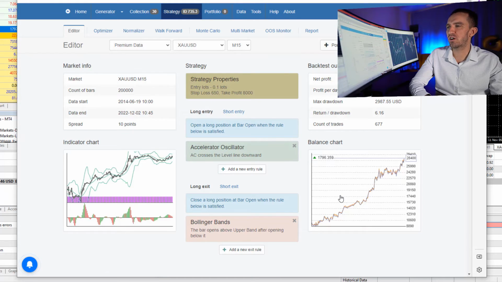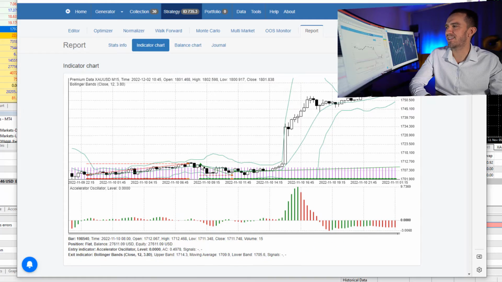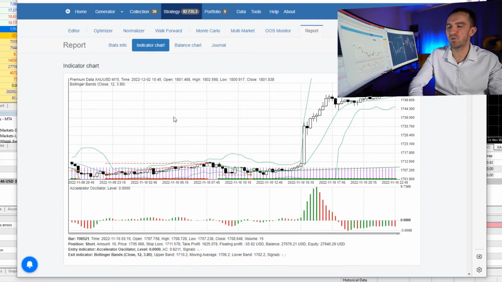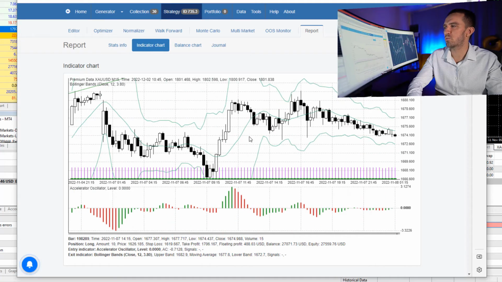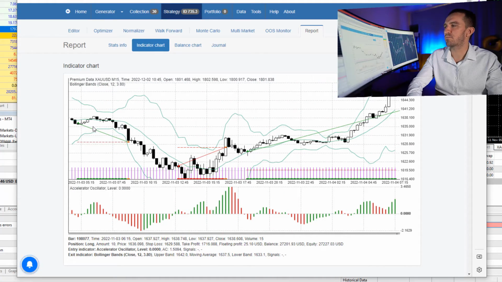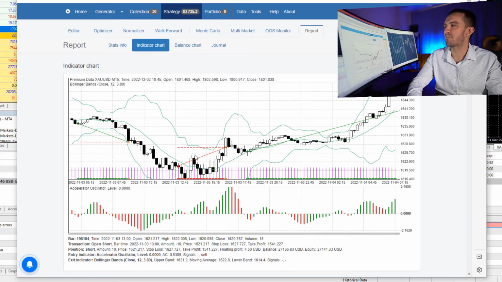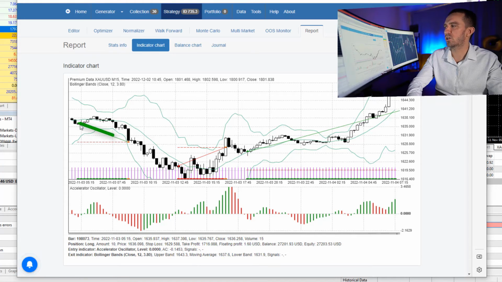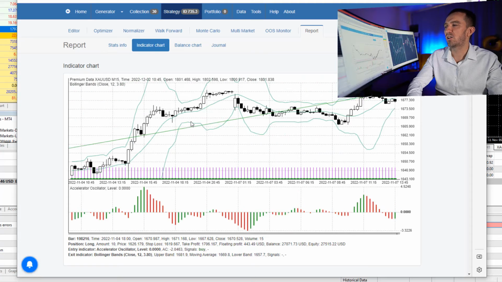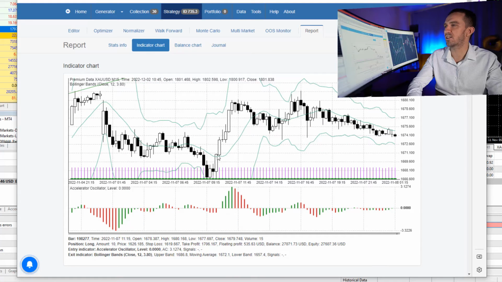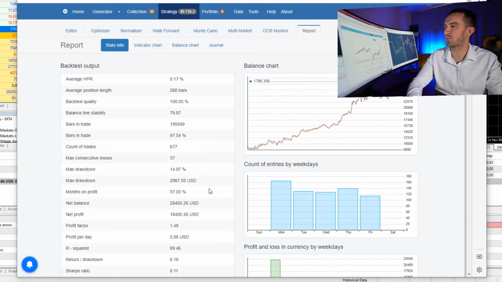This is the balance chart, pretty stable one, and this is the indicator chart. So if I go through the indicator chart, you will see that most of the time the stop loss will be hit, but when take profit is hit, we have a very decent result. So here we have one long losing trade, stop loss was hit, short losing trade, stop loss was hit, and then long profitable trade, and you see that it went on a profit for quite a long time.